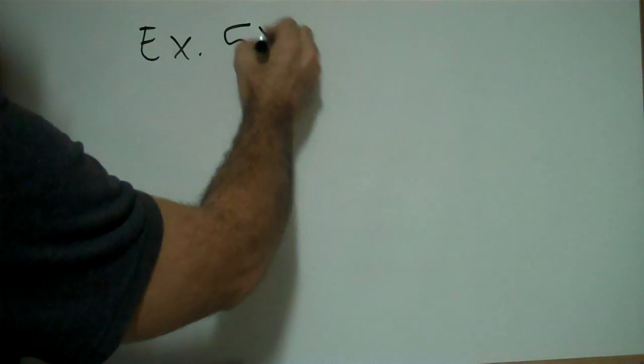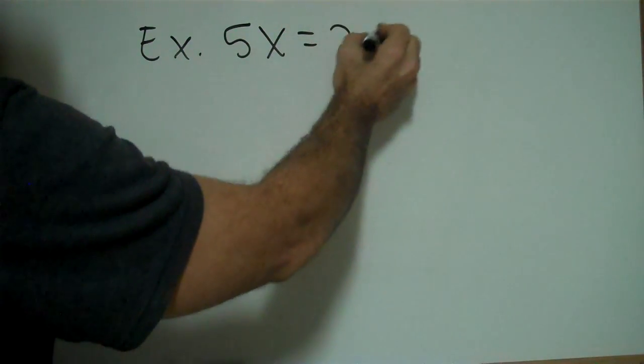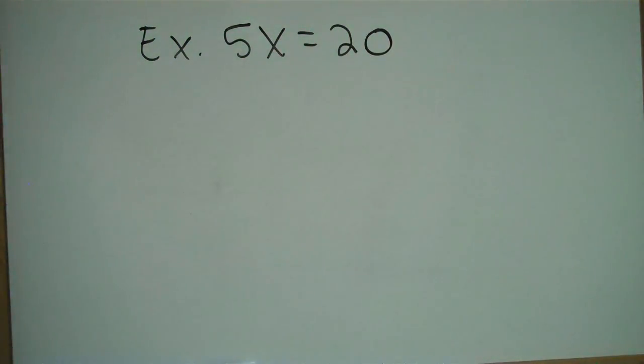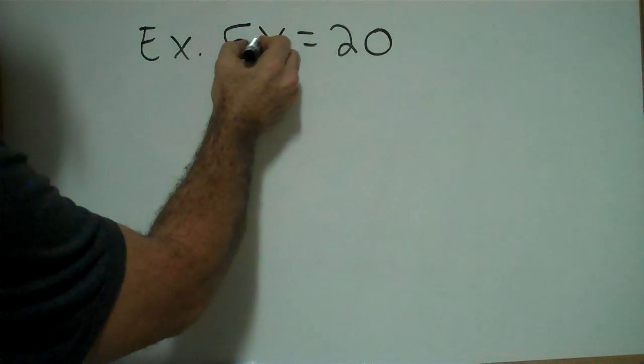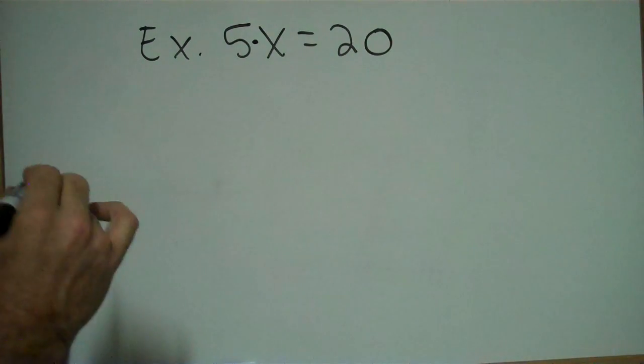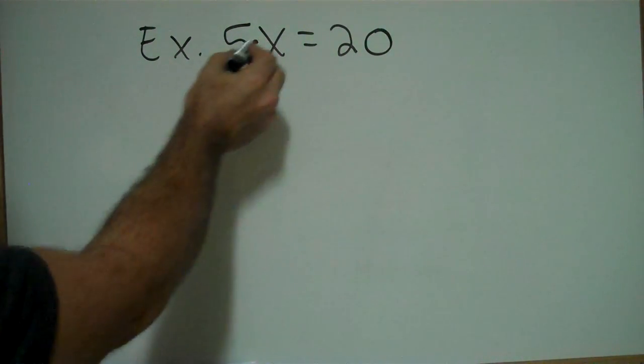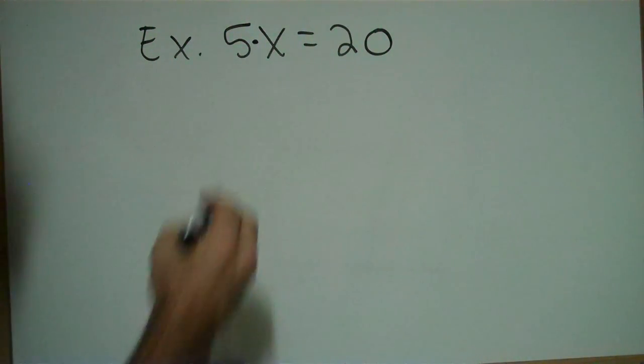Alright, how about 5x equals 20? So on the first few examples, I added and subtracted from each side based on what I was given. Here, when you got a 5 next to an x like that, that means they're being multiplied. So, we want that to be 1x, not 5x's.